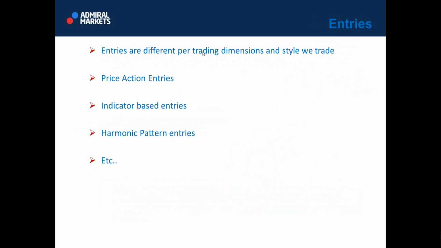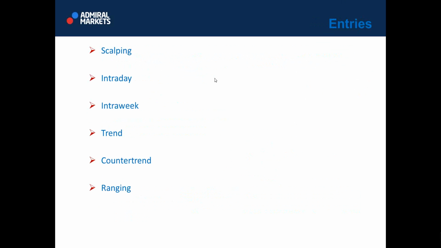Now, entries. Entries are basically different per trading dimension and the style we trade. You know what trading dimensions are; we already talked about it. We have price action systems, indicator-based systems, harmonic pattern-based systems, Renko, range bars, point and figure, algorithm-based systems, chaos-based. Those are different dimensions of trading. Basically, we first need to determine the dimension we would like to trade: price action, indicator combination, indicator-based, harmonic patterns, etc.